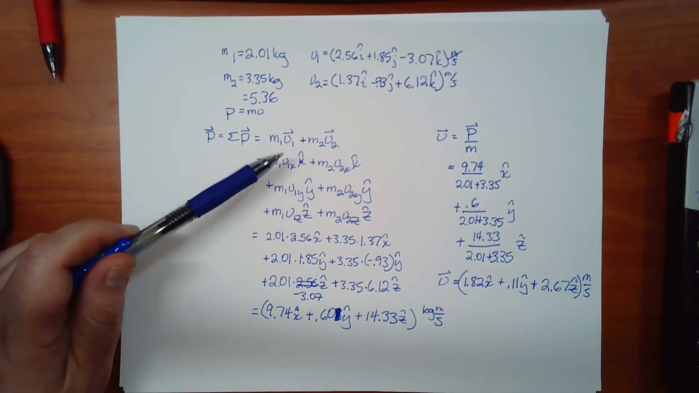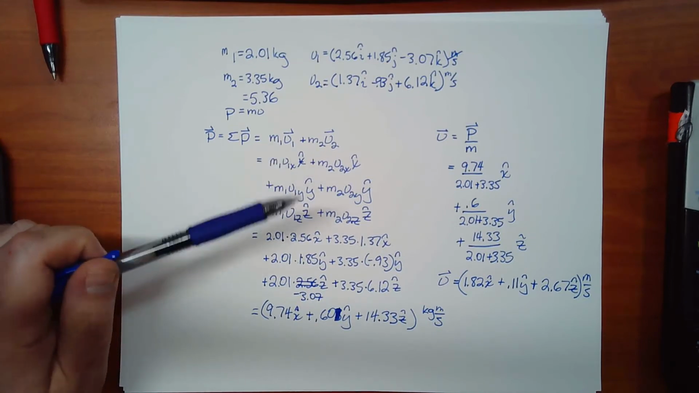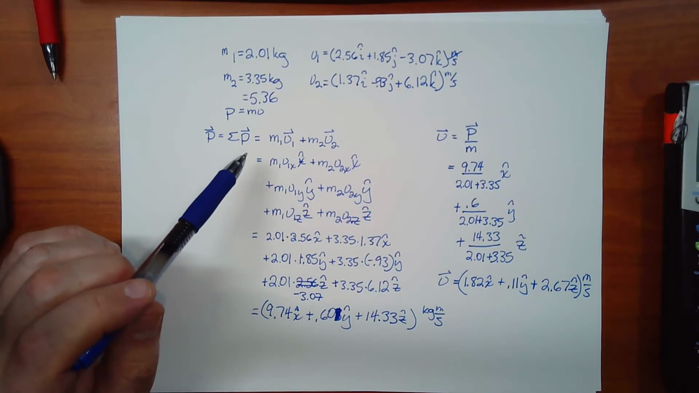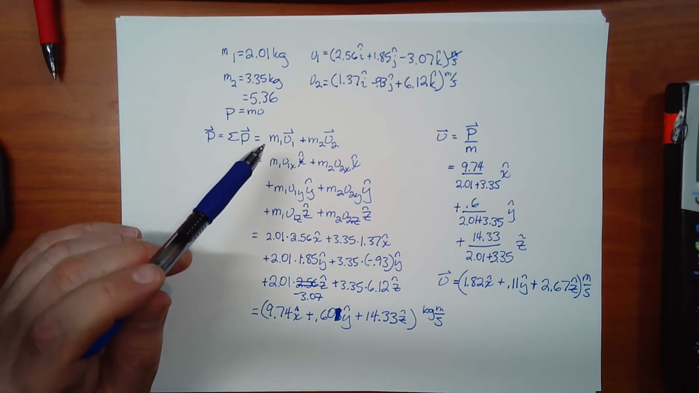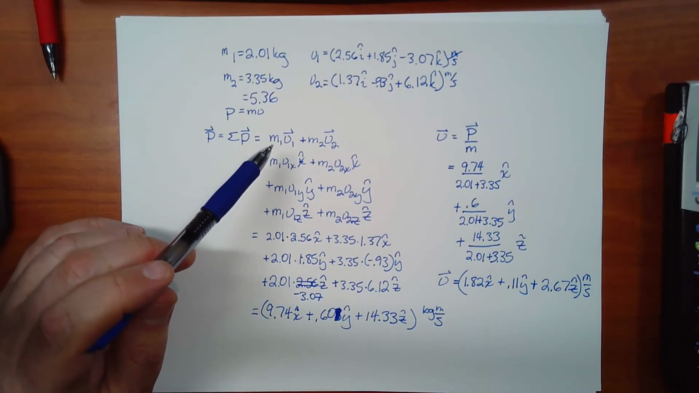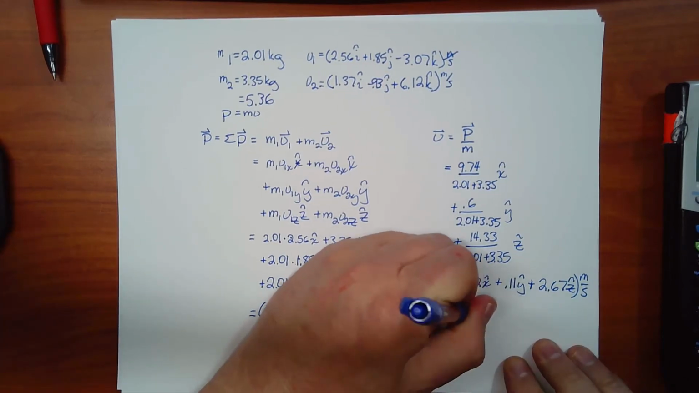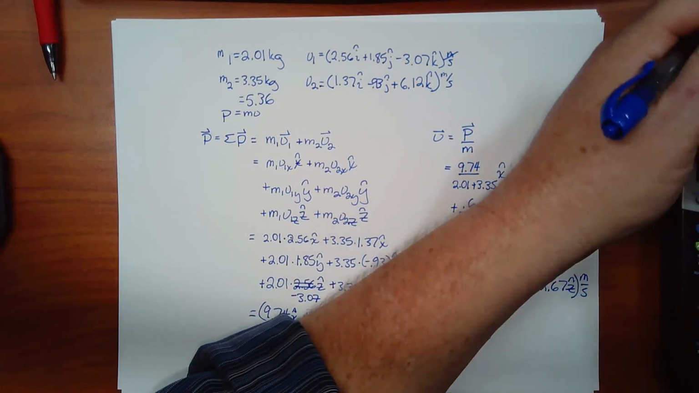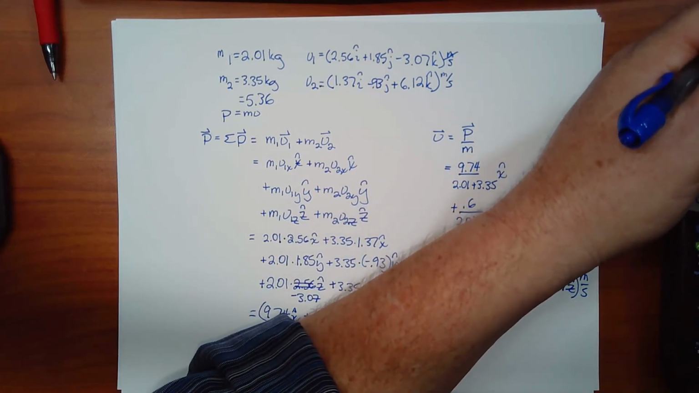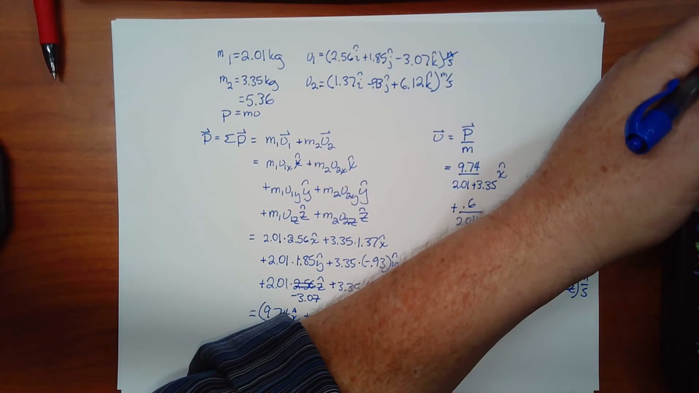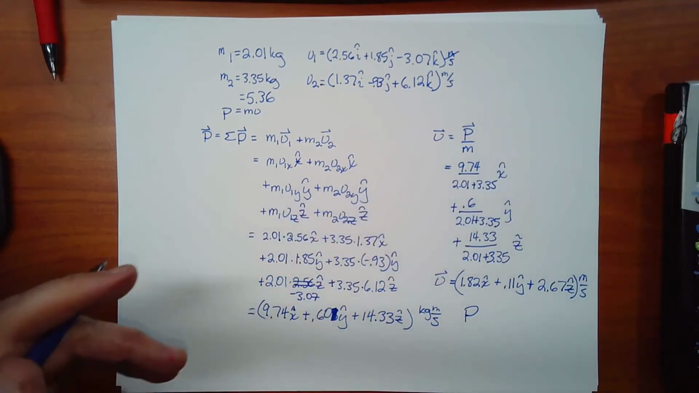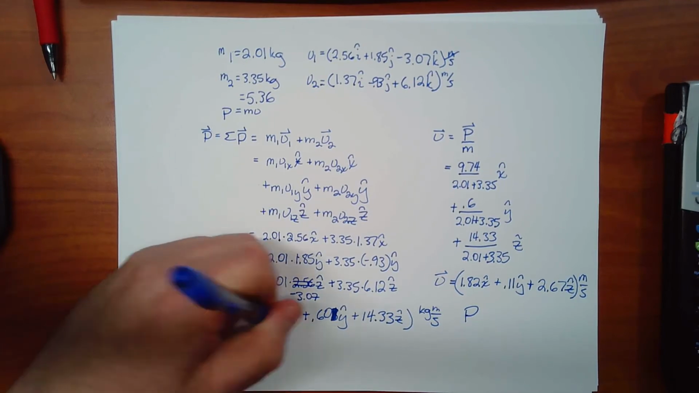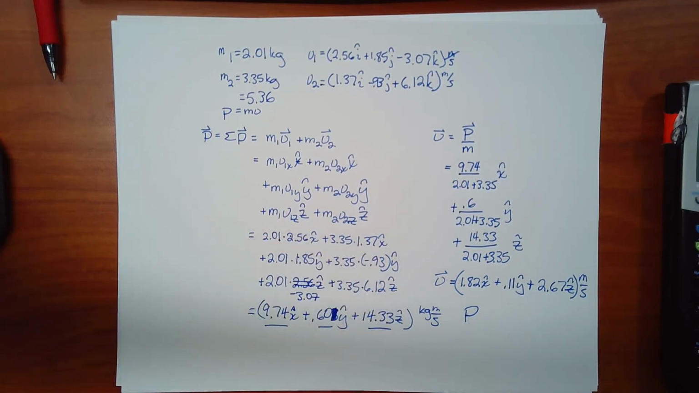Vector addition is critical. Vectors are bedrock to physics. So the last bit, the total momenta of the system, they're just looking for the magnitude. Or wait, are they or are they not? They're looking for a vector. If they're looking for a vector, then this is the answer of what they're looking for.